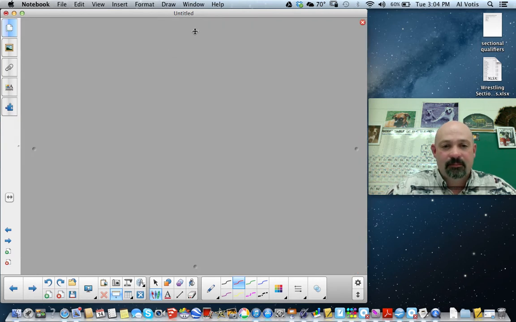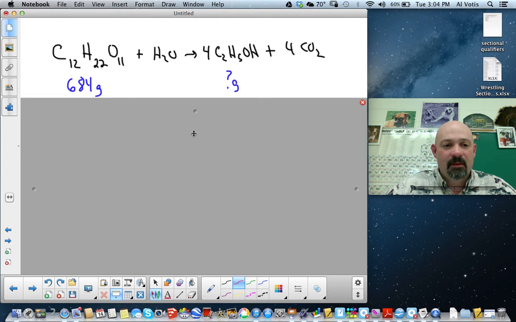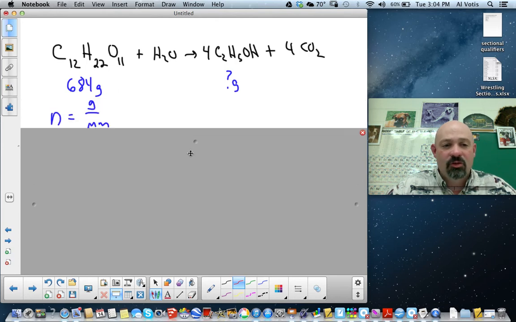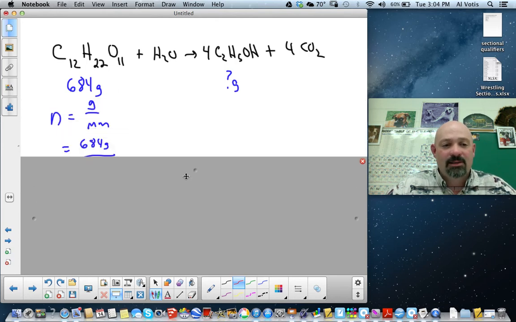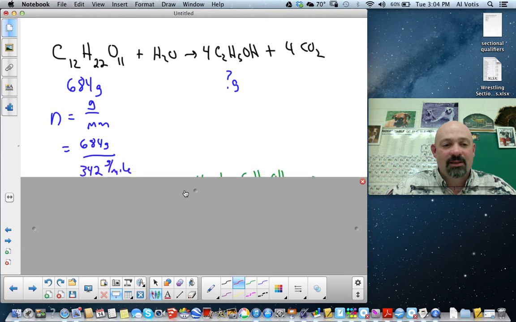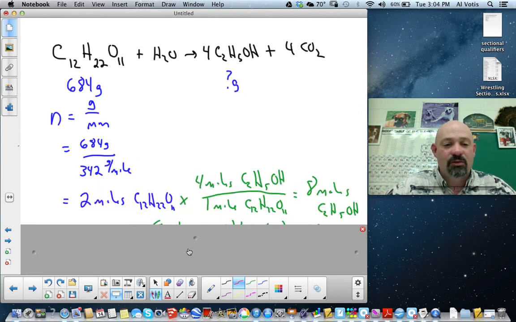So what's our first step? Find the moles of sucrose. So that's grams divided by molar mass. 684 divided by the molar mass of C12H22O11, which is 342 grams per mole. You can check that on your own, make sure that's correct. That gives 2 moles. Okay, so I have 2 moles of sucrose present.